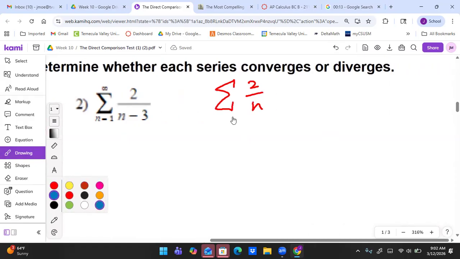Okay, first we need to see which one's bigger, which one's smaller. n minus 3 is a smaller denominator than just n. So the smaller the denominator, the bigger the series is going to be. Let's write that. It can get confusing. The smaller the denominator, the bigger the number.